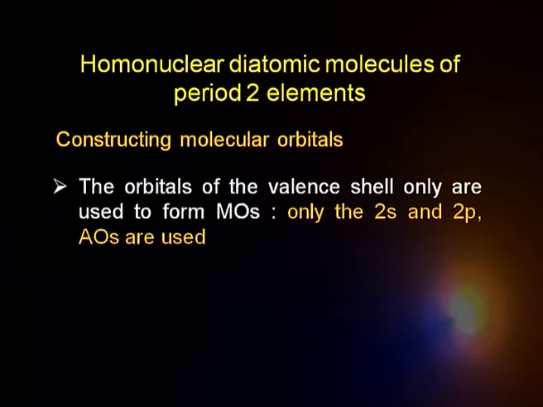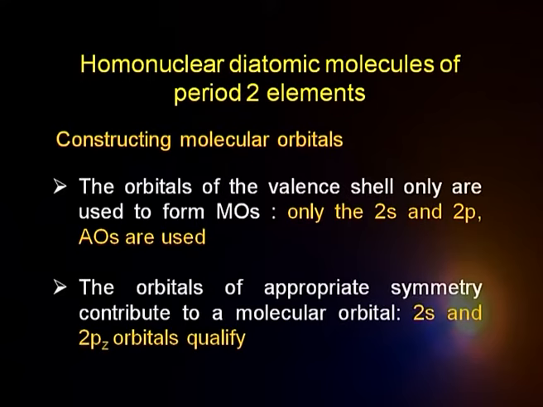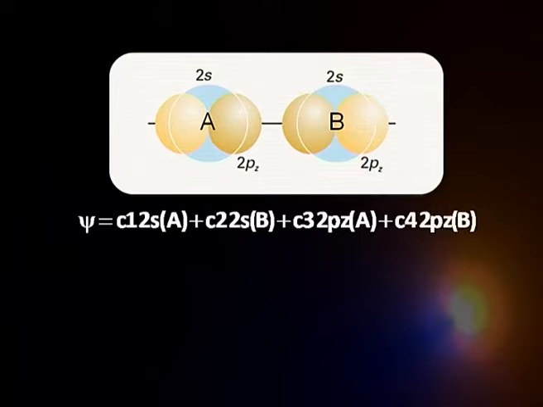The second requirement is that when we combine atomic orbitals to generate molecular orbitals, the atomic orbitals must have appropriate symmetry. In our context, the 2s orbital and the 2pz have similar symmetry, so they will combine together to give molecular orbitals, and 2px and 2py will behave slightly differently. We will come to that as we proceed.